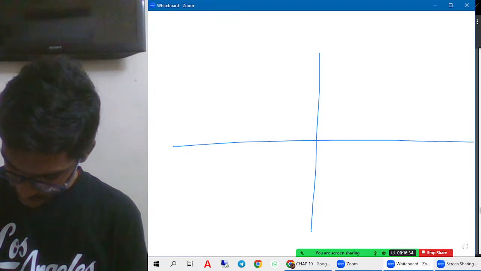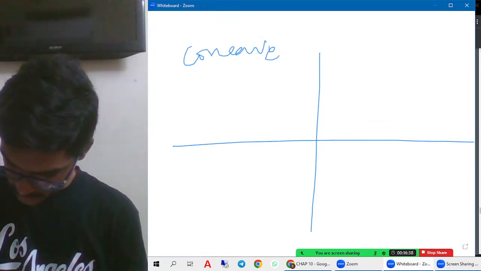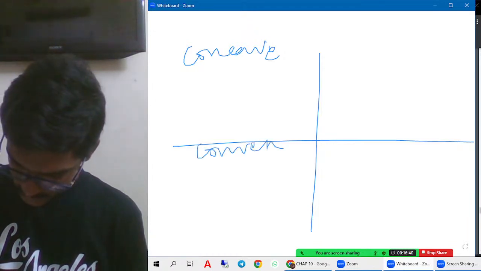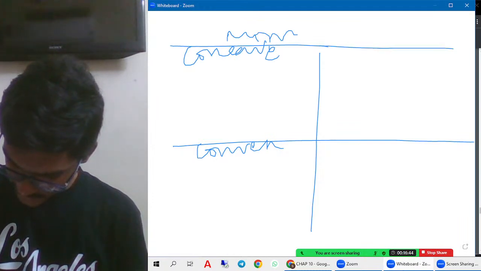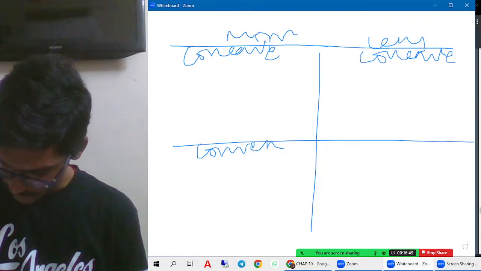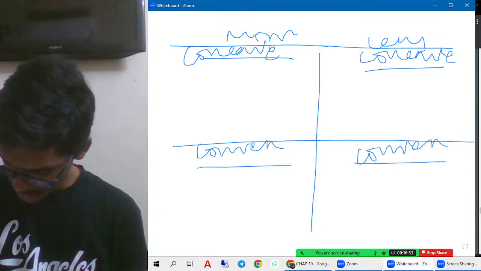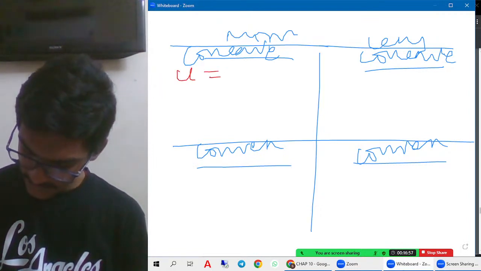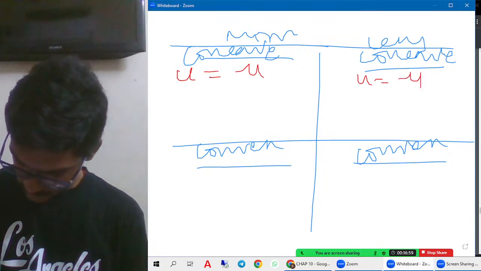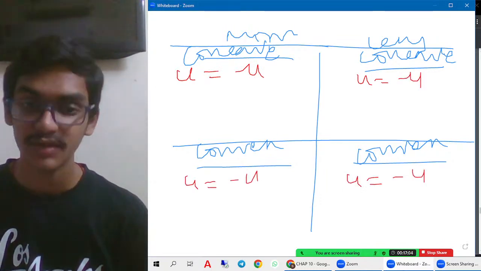Concave and convex. These are the mirrors first, then the lenses: concave, convex. You see the side headings and go with that only. So u is always negative for all. These are the very, very important signs. Definitely a numerical question will come.